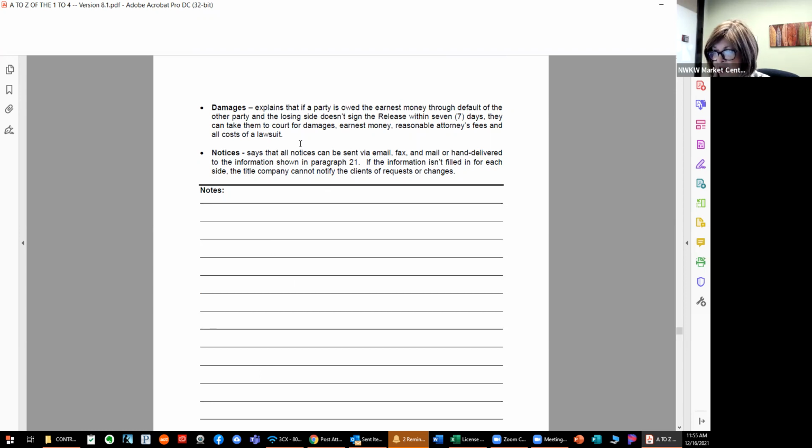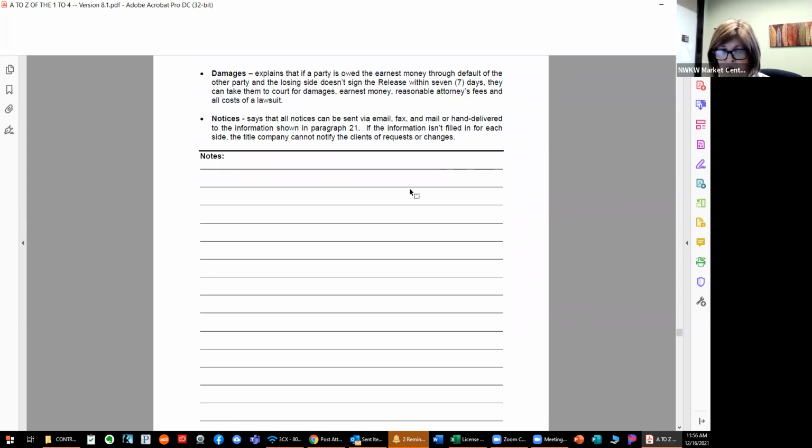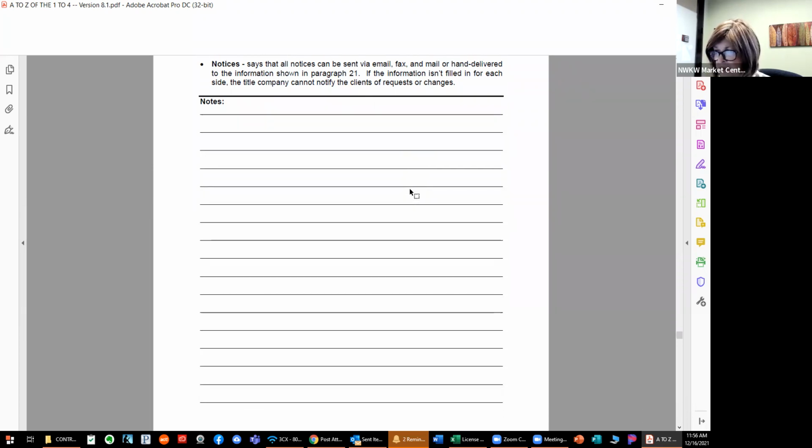Damages explains that if a party is owed the earnest money through default of the other party and the losing side doesn't sign the release within 7 days, they can take them to court for damages, just like we talked about. Notices says that all notices can be sent via email, fax, and mail, or hand delivered to the information shown in paragraph 21. If the information isn't filled in for each side, the title company cannot notify the clients of requests or changes. So when we get to paragraph 21, you've got to make sure you've got information in there so that the title company knows where they can send notices and things such as that.